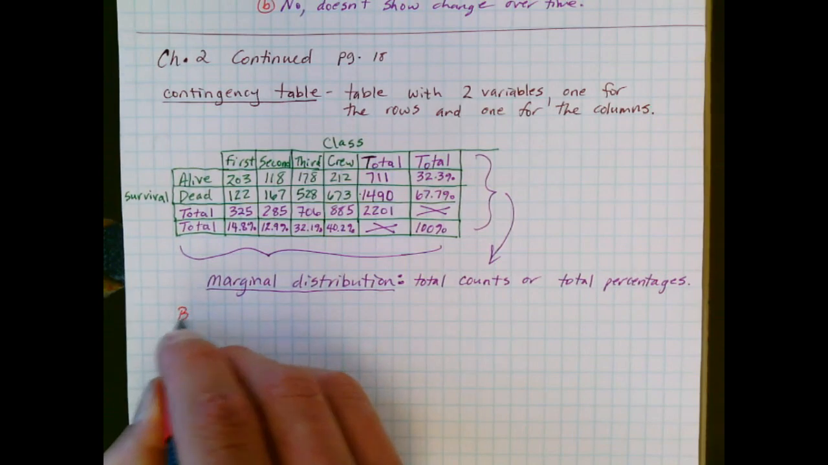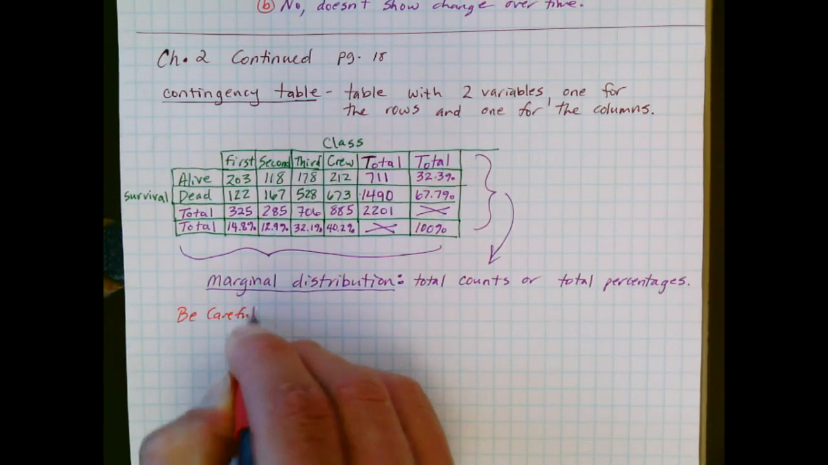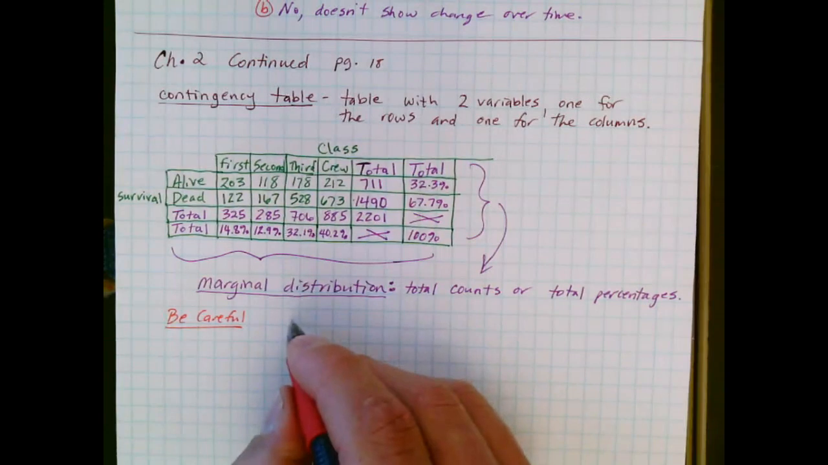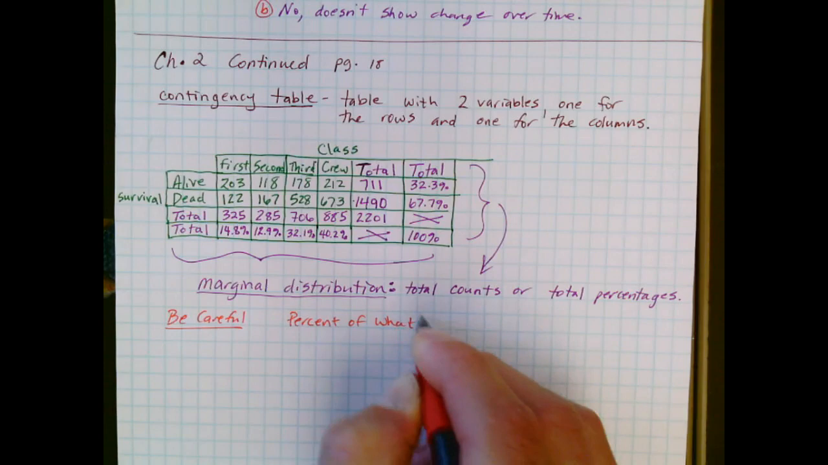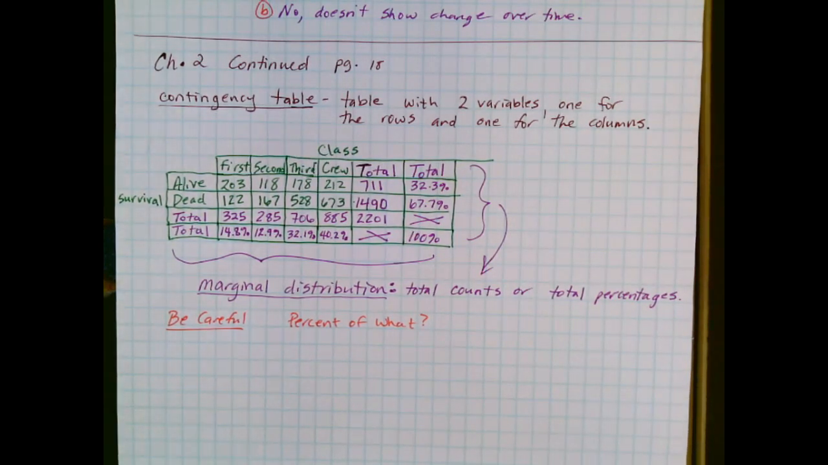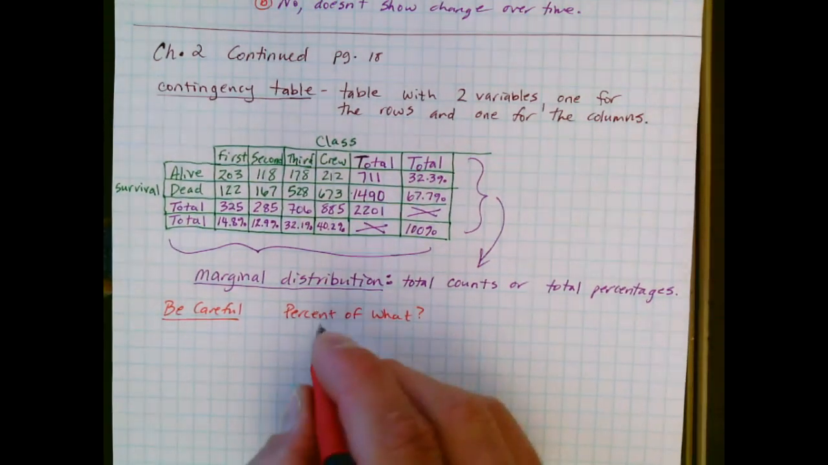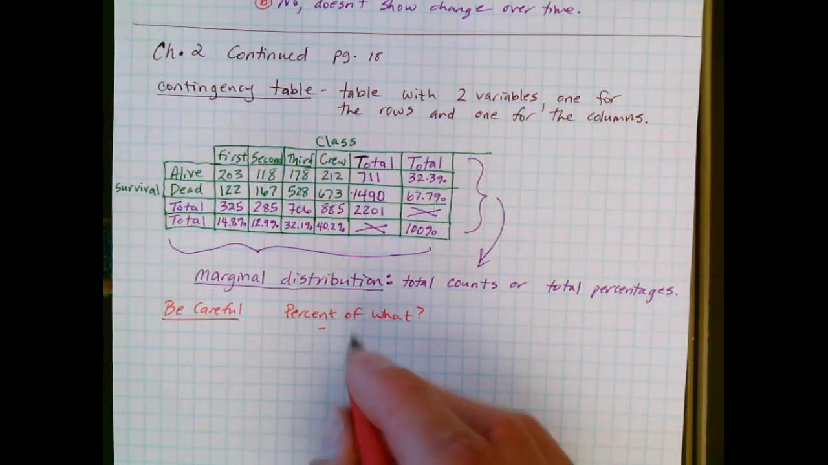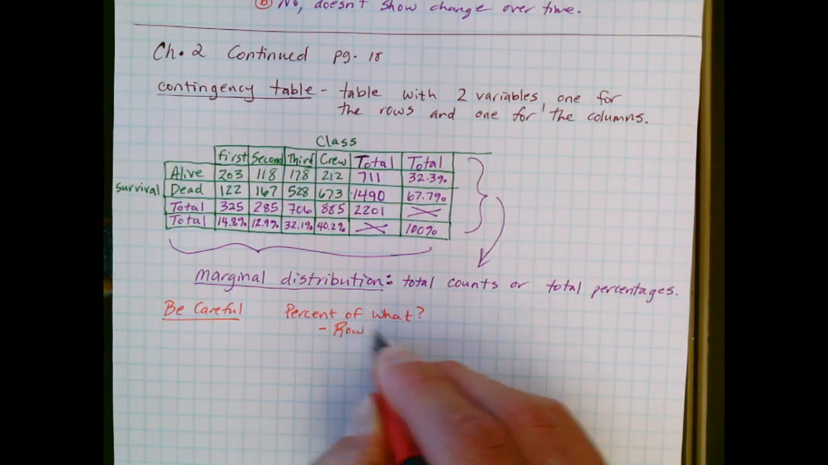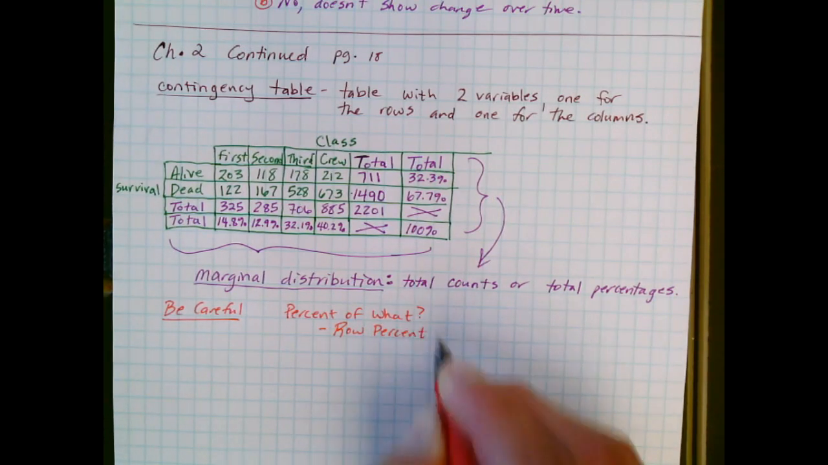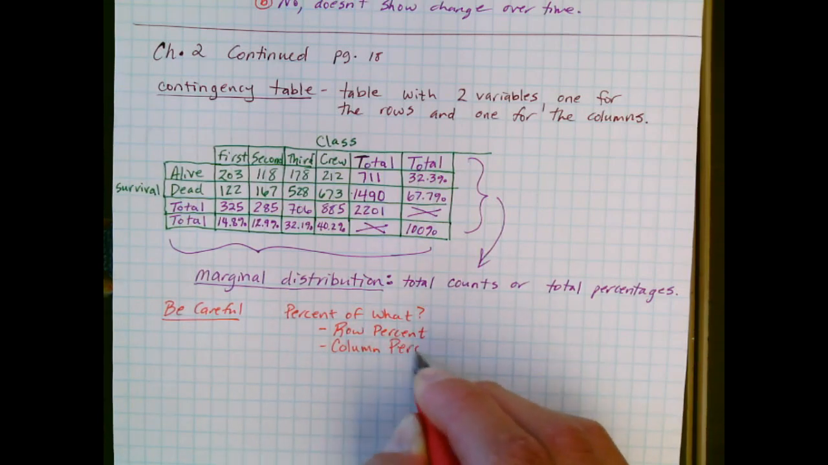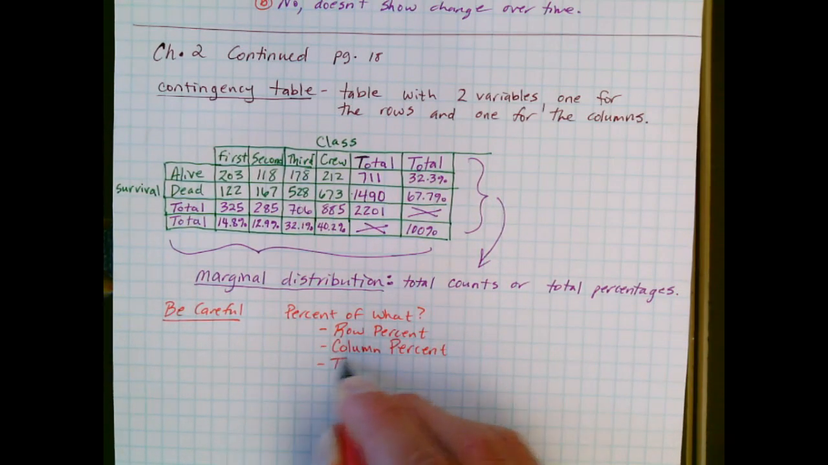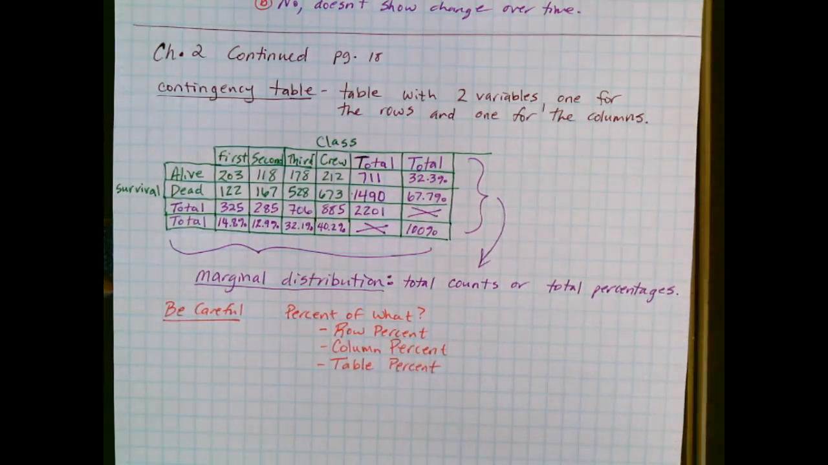So I'm just going to say, be careful, all right? So again, when it says percent of what, this was the box that Bodhi read, percent of what, right, on page 20. We need to decipher the English language because it could be asking for the row percent. It could be asking for the column percent. Or it could be asking for the overall table percent, or the overall total percent.